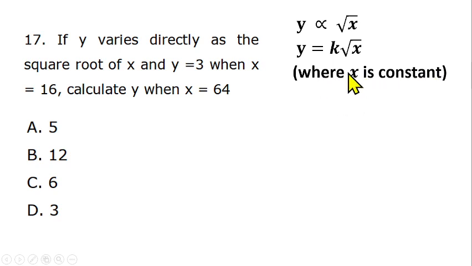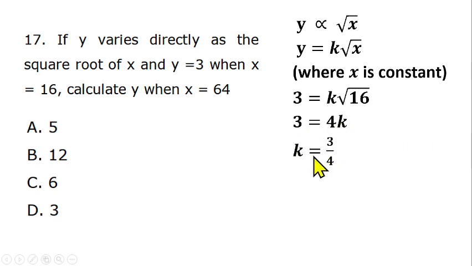Where k is constant, then we are given the value of y to be 3. Put that there, equals k into our x is 16. So then we have 3 equals k multiplied by square root of 16. Square root of 16 is 4. Then we have 4k equals 3. Divide both sides by 4. That will be k equals 3 over 4.